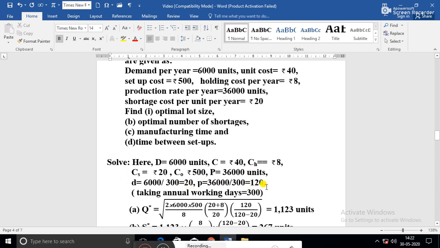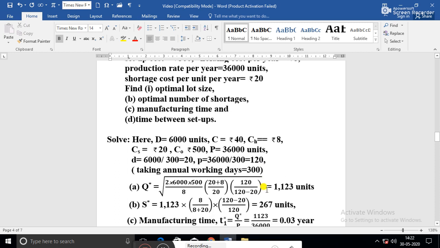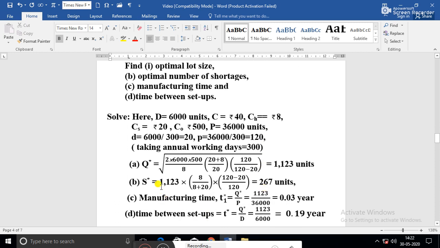Normal concept, always remember P is greater than D. Production should be greater than demand. Now the first question, the formula is square root of 2D into CO by CH, into CS plus CH by CS, and P by P minus D. Putting all these values you get 1123.